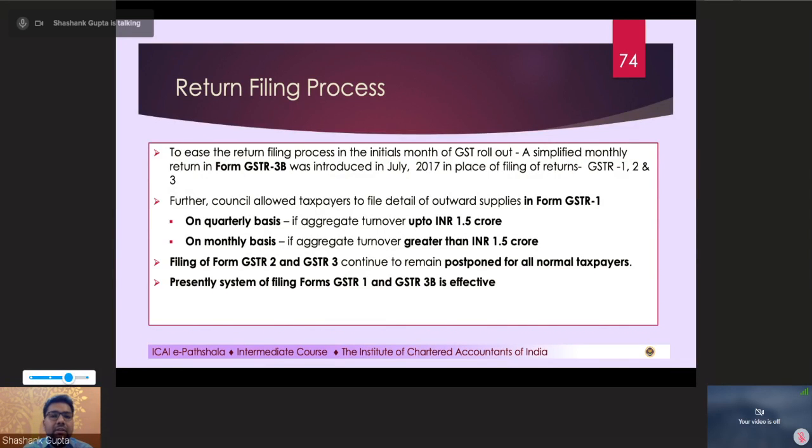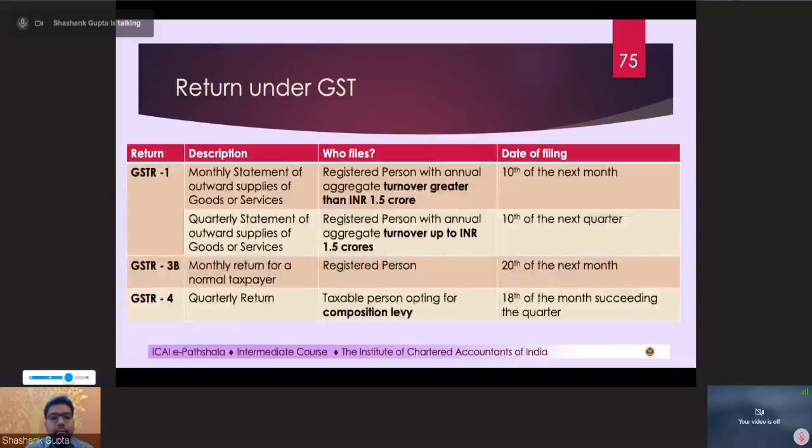GSTR1 is details of outward supplies. GSTR3B is details of monthly tax liability. GSTR3B is required to be filed monthly. GSTR1, depending on the size of the turnover of the taxpayer, if the turnover is up to INR 1.5 crore, then GSTR1 is required to be filed quarterly. If the aggregate turnover is more than 1.5 crore, then it is required to be filed monthly. So this is where you can get what the due dates are.